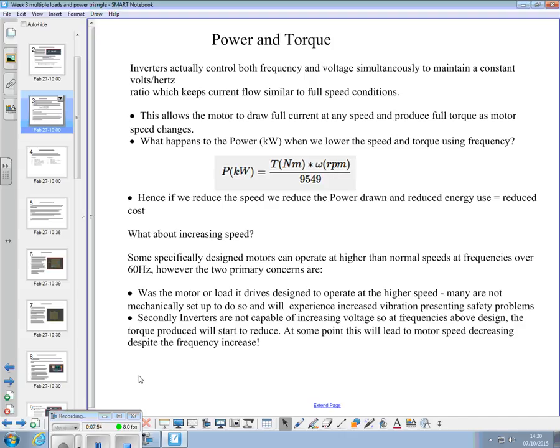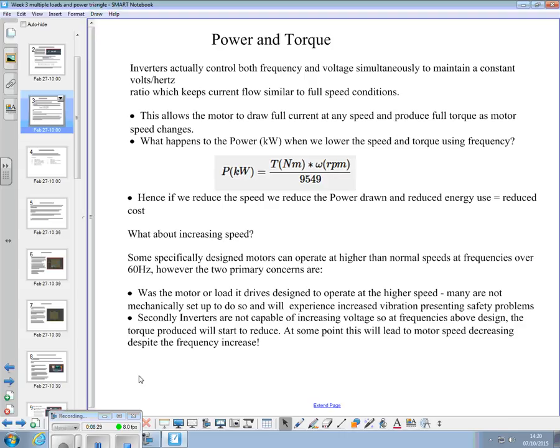Inverters actually control both the frequency and the voltage simultaneously to maintain a constant volts-to-frequency ratio, which keeps the current flow similar to full speed conditions. So it isn't just about controlling the frequency, it also controls the voltage as well. This allows the motor to draw full current at any speed and therefore produce full torque as the motor speed changes.